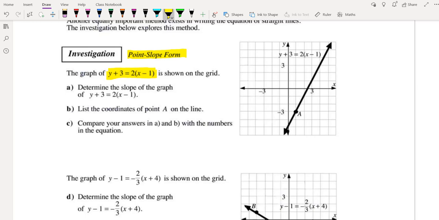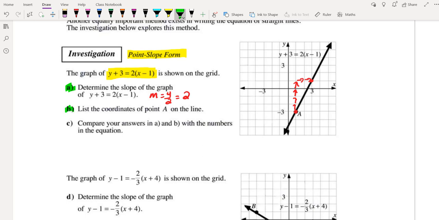So first up, let's go through the steps here. It says, determine the slope of the graph. We just pick 2 points on the graph. So I'll pick A, and I like to pick points at crosshairs, so it makes it easier to count. Our rise going up 1, 2, 3, 4. Our rise is 4. And our run is 1, 2. So our slope is 4 over 2, which is equal to 2.